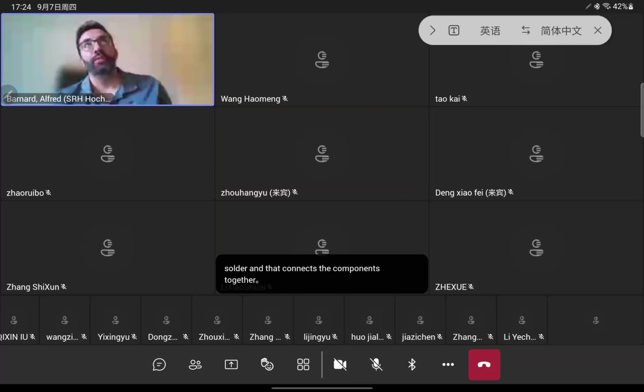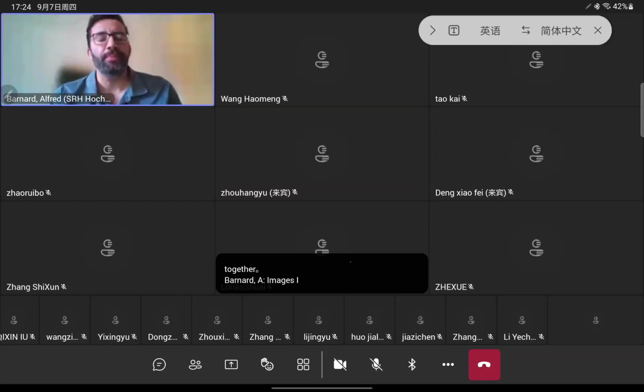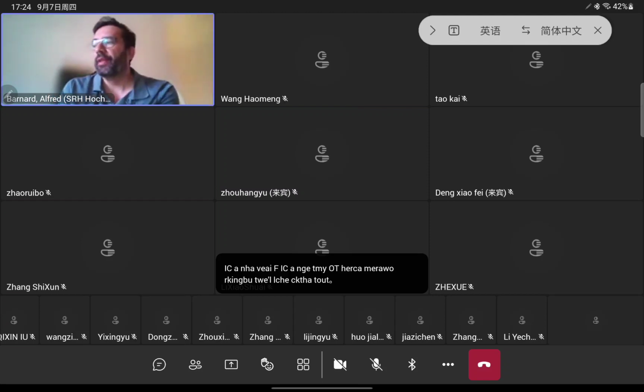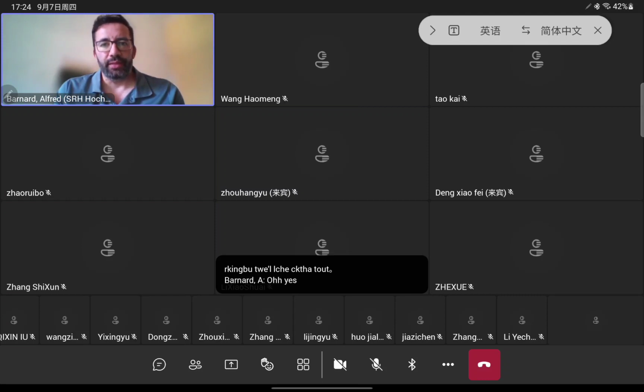Let me just, I think I might be able to have a short demonstration of what I do if I can get my other camera working, but we'll check that out. Oh, yes, definitely. So just to give another idea, I'm just going to take away my.